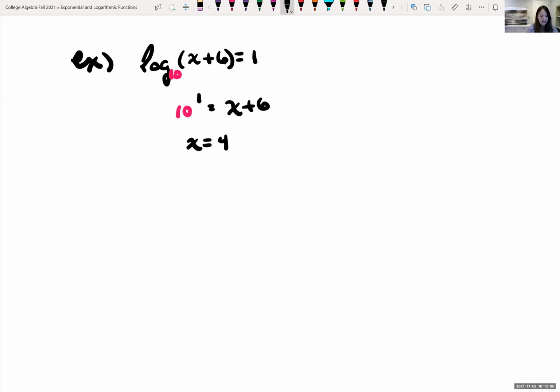When we're looking at logarithmic equations, we have to be careful because we can't take a log of a negative number. And so you just need to make sure that when you plug in your value that you've got for your answer back in for x, in this case, we want to make sure it's not log of a negative number. And it's not, because 4 plus 6 is 10.